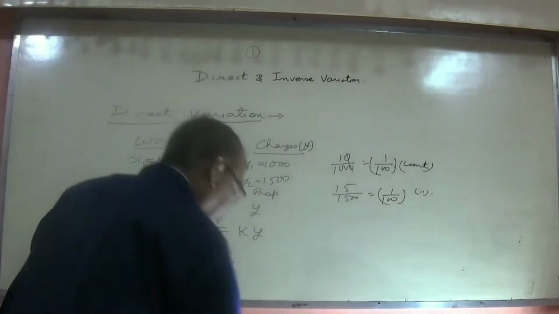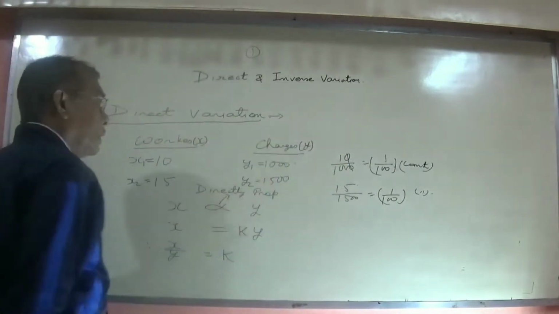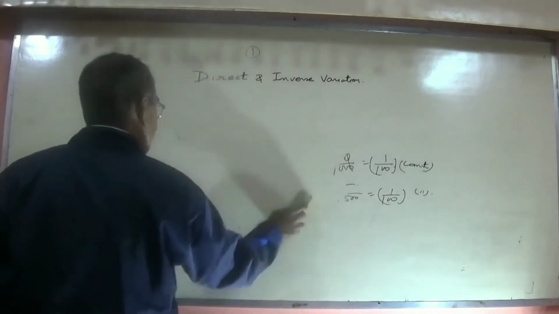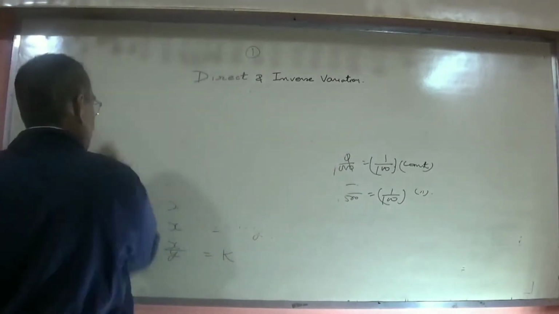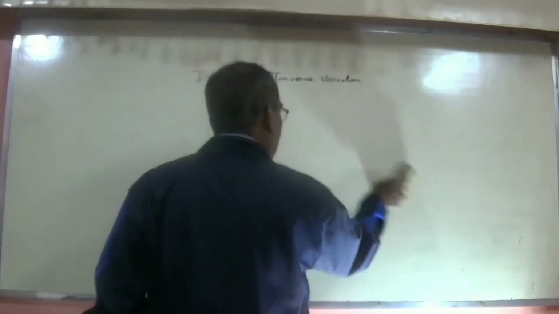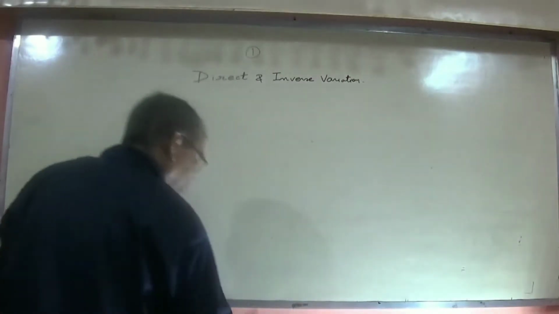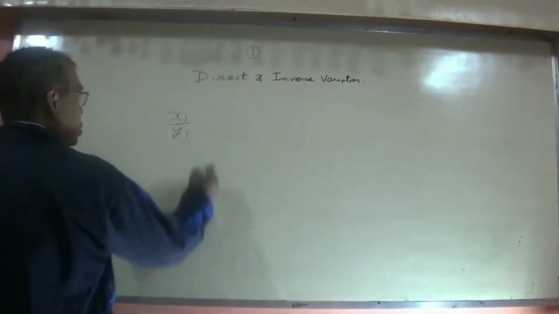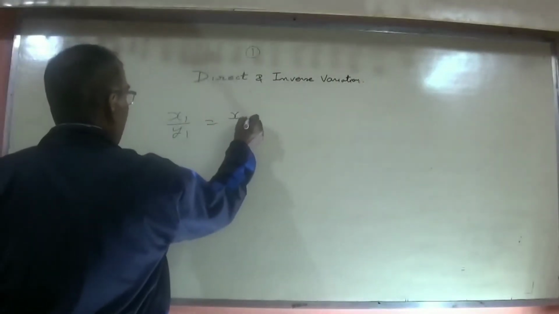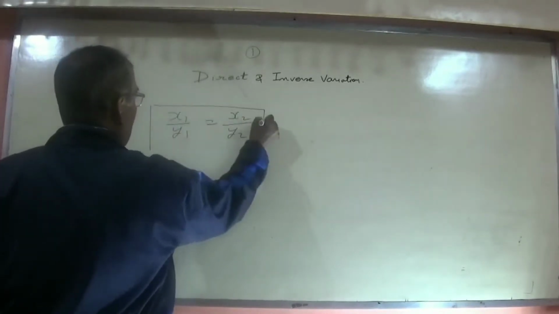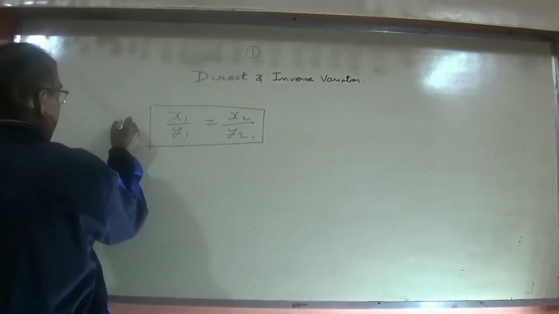So for direct variations, here is a formula. Whatever examples I have given here, I am finding that whatever value comes from the ratio x1 by y1, the same value comes from x2 by y2. So this is actually the formula for direct variations.